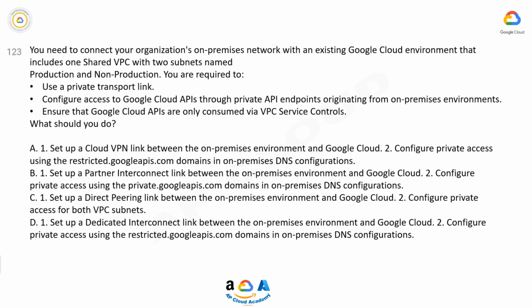C. 1. Set up a direct peering link between the on-premises environment and Google Cloud. 2. Configure private access for both VPC subnets. D. 1. Set up a Dedicated Interconnect link between the on-premises environment and Google Cloud. 2. Configure private access using the restricted.googleapis.com domains in on-premises DNS configurations.